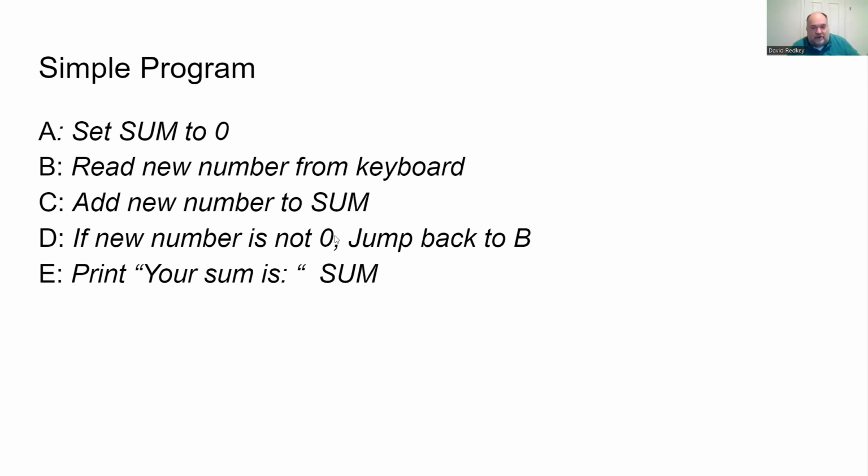And then if the new number isn't 0, it jumps back to B and reads another number from the keyboard, and it just keeps doing this over and over again. And then finally, if the new number is 0, then we skip down. We don't jump back to B, we skip down to E, and we print out the sum. So you can probably tell from the English description that this program adds up a bunch of numbers that you type in and then prints them out.